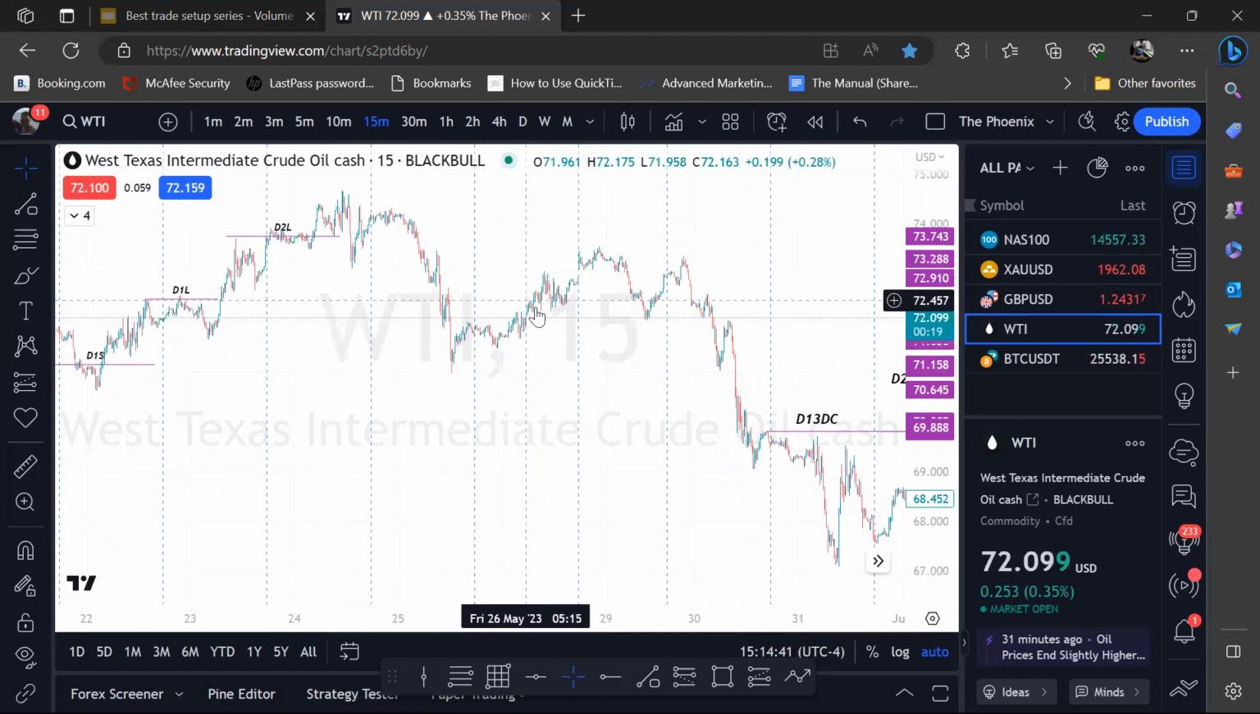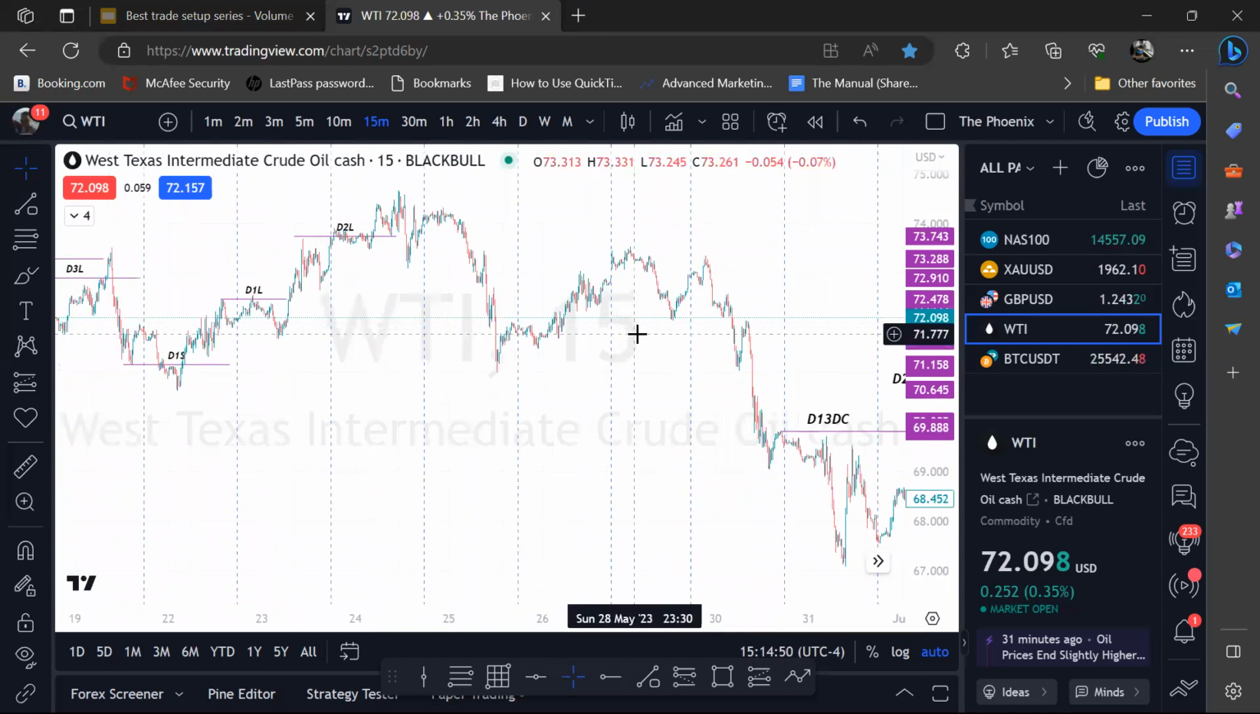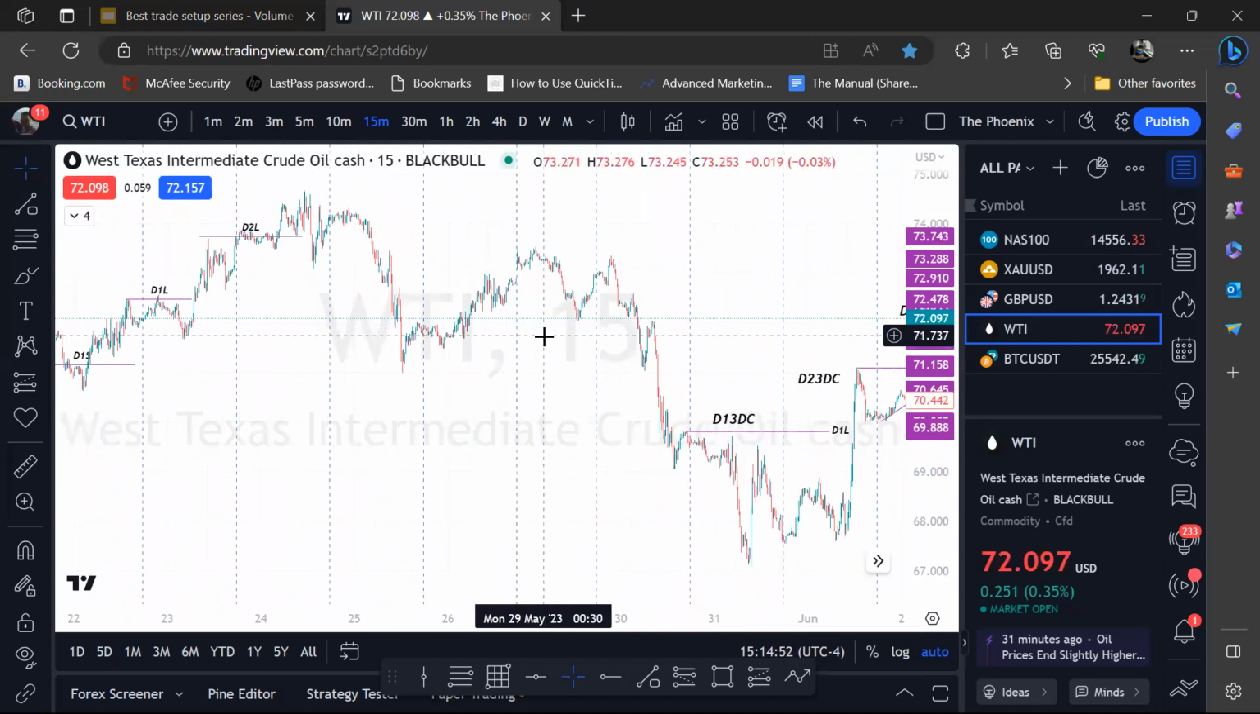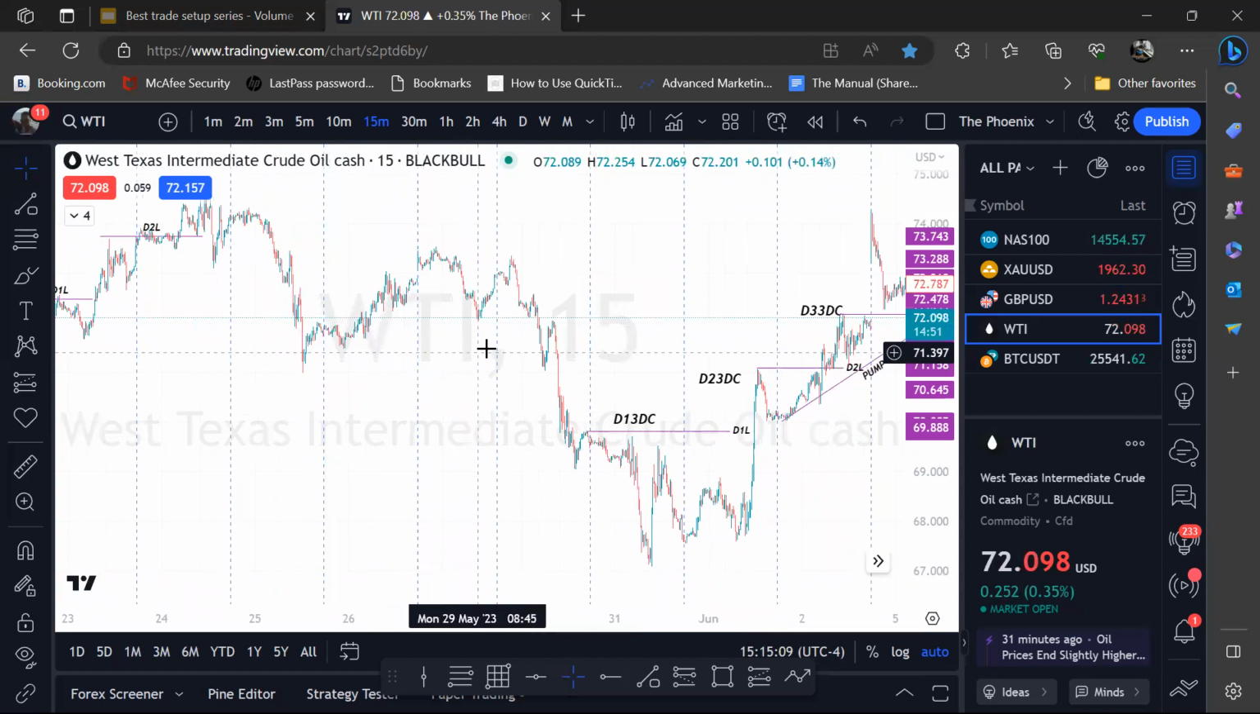Well, this was an inside day. We had a day one long. So this was day one short. So this is how the count can be broken up. Sometimes you're not going to have a continuous day one, day two, day three of highs or lows being taken out. So it is a very good setup to follow, but it is not something that will present itself all the time. So just bear that in mind.